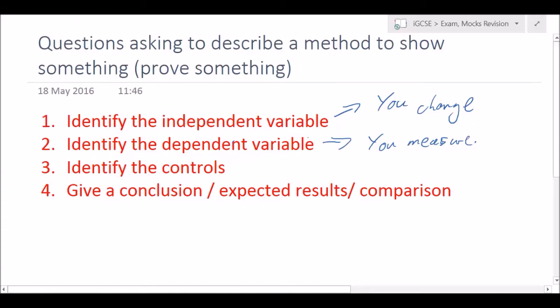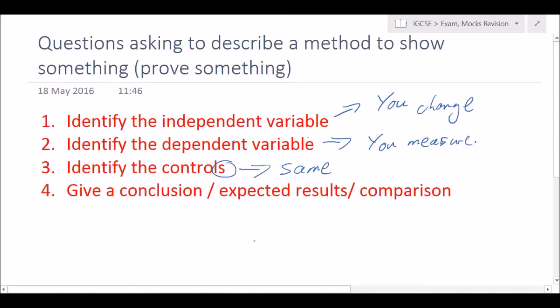Obviously in chemistry you measure the volume of chemicals, but that might not be the dependent variable. By measure, we're seeing the effect on the dependent variable as we change the independent variable. Then identify the controls, and I'll highlight the S: there's possibly more than one control, and these are the ones you keep the same.